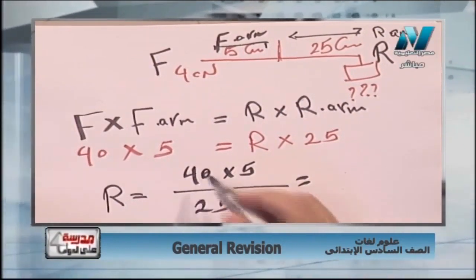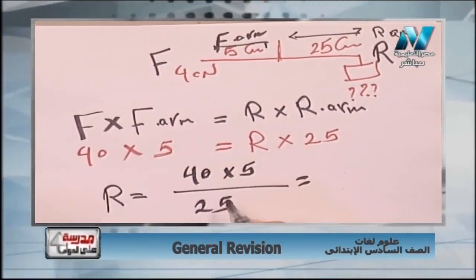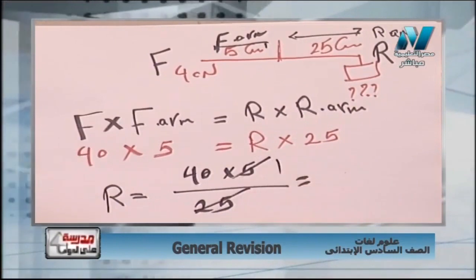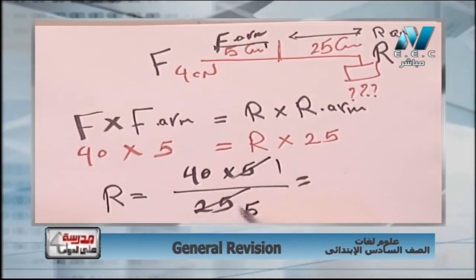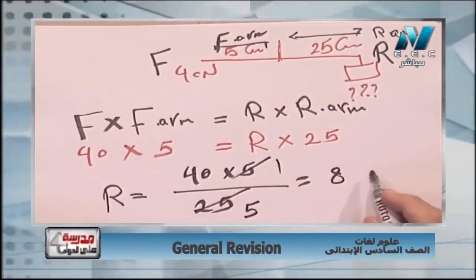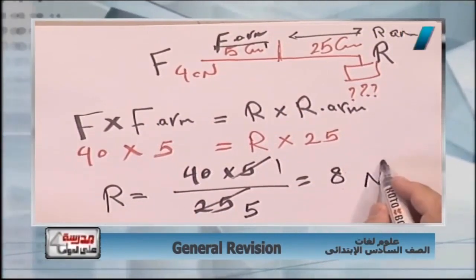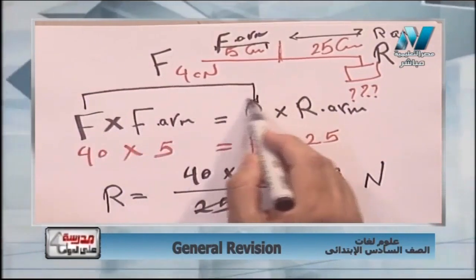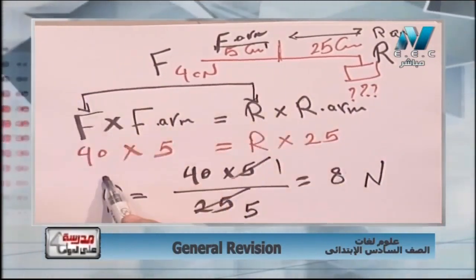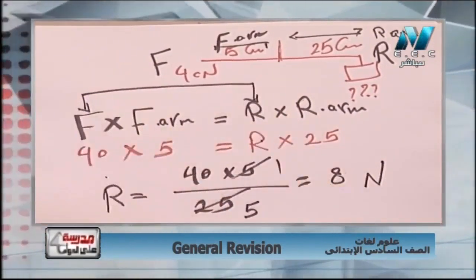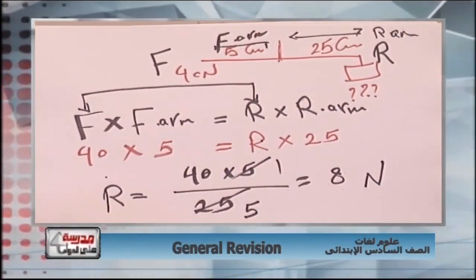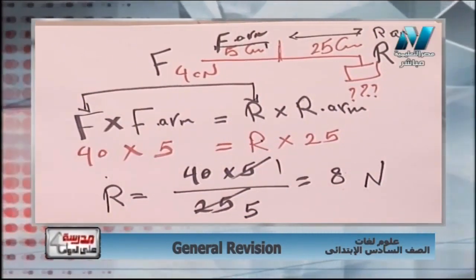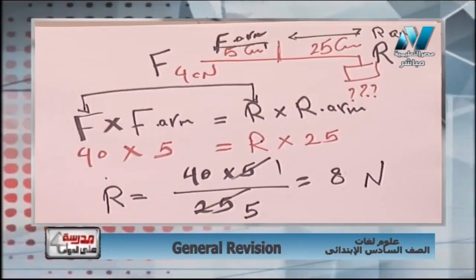Of course, most of you go to the calculator, but we love to work our brains a little. 5 divide 5 equals 1, so 40 divide 5 equals 8 what? 8 newton. Why newton? Because we know that the force has the same unit as the resistance. If the force is in newton, the resistance is also in newton.